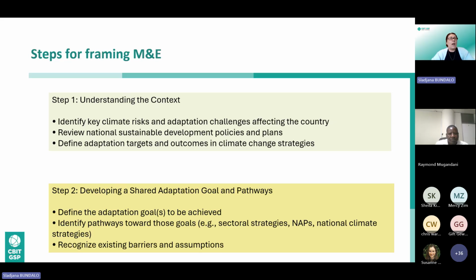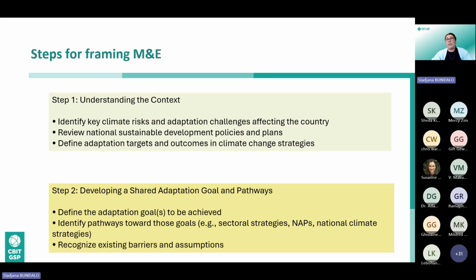Now, I will walk you through the key steps for establishing a robust monitoring and evaluation system for climate adaptation. So within this framework, it can help countries to track progress, learn from experience, and make informed decisions to strengthen resilience and to better cope with climate change. So during step one, it's important to understand your national context. So we analyze what your key climate risks are and the adaptation challenges related to these risks. Are there some barriers preventing effective adaptation?